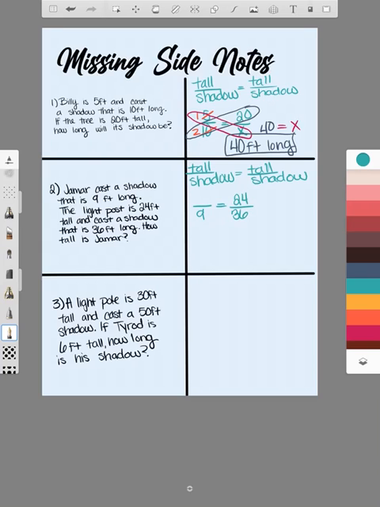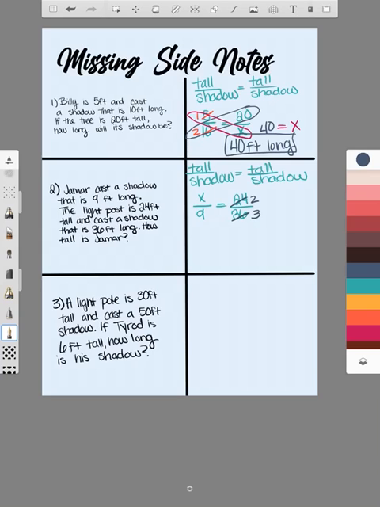All right, the unknown here is how tall Jamar is. So we're going to put a variable there. I'm going to put x. You can put whatever letter you want. All right, so we can simplify first if we want to. I know that 24 and 36 are both divisible by 12. 24 divided by 12 is going to get me 2, and then 36 divided by 12 is going to get me 3.